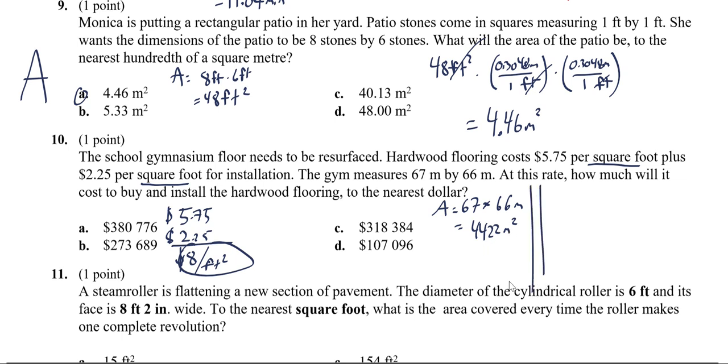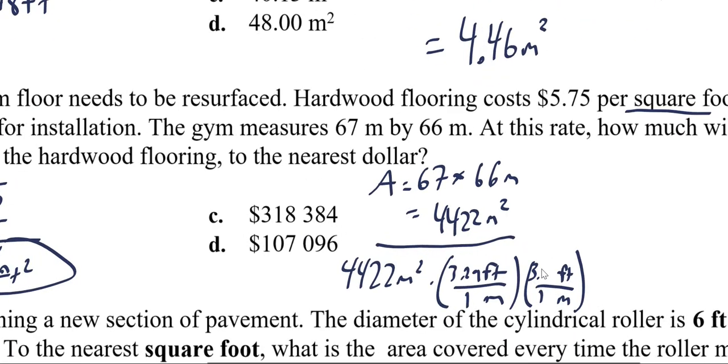And now that we have how many square meters, well, we need to do two more things. We need to convert it into square feet. So if I take my 4422 square meters and I want to convert it to square feet, I can take my 4422 meters squared, multiply it by 2 unit fractions to get rid of meters both times, and replace with feet both times. And I can say that each meter is 3.29 feet. I think that's what's on your formula sheet there. So 3.29.